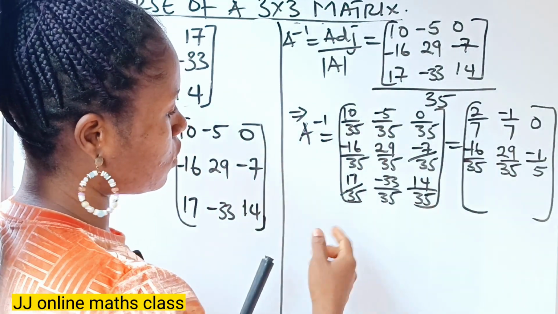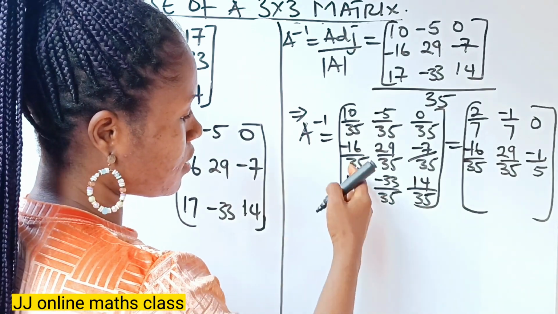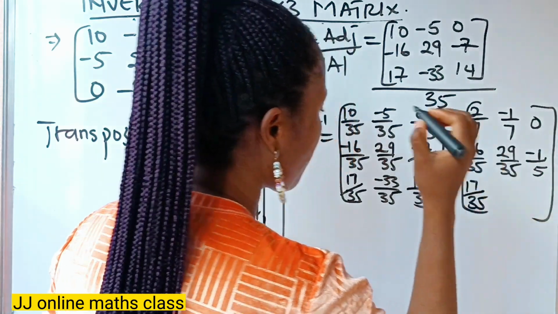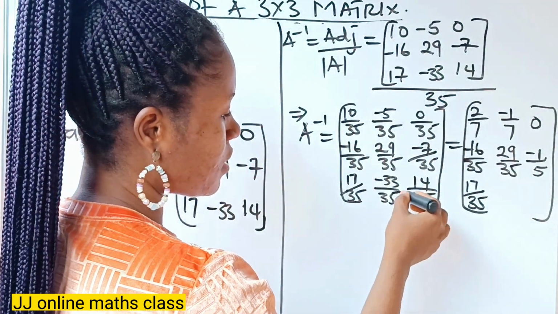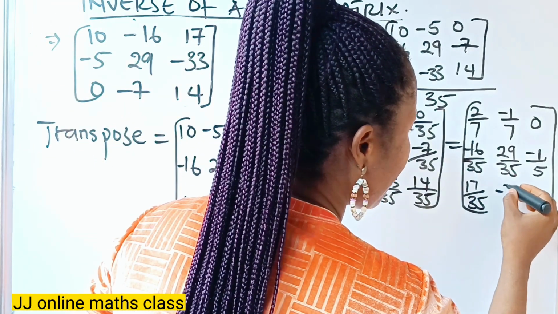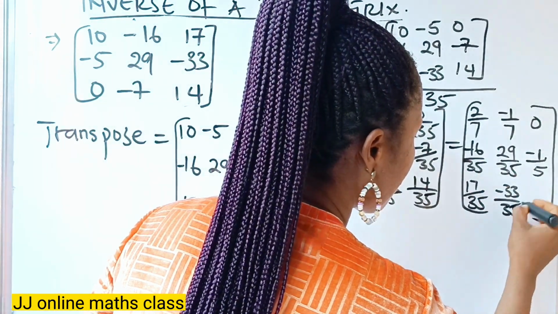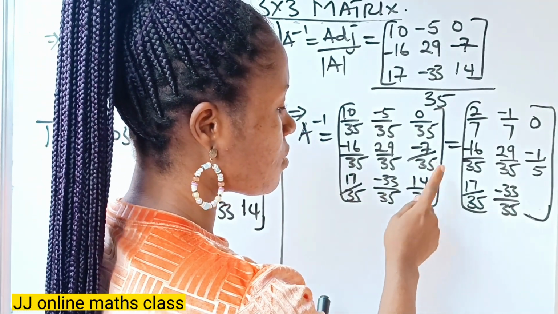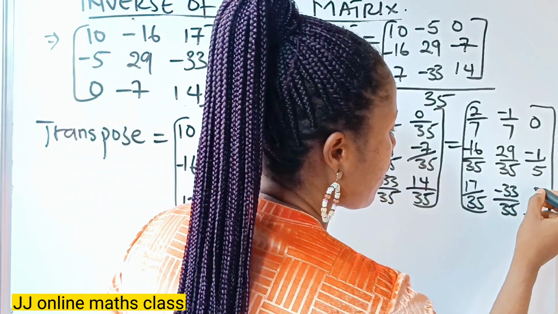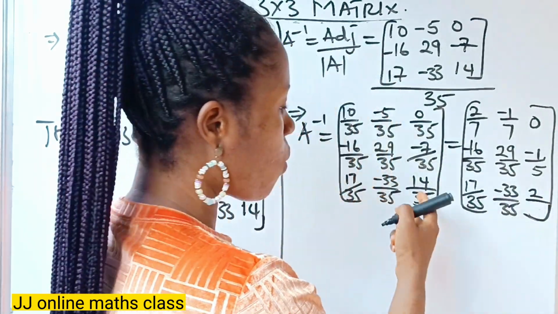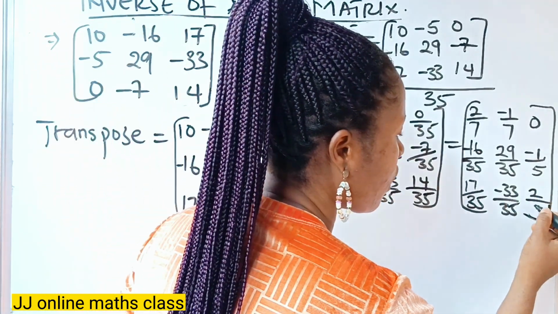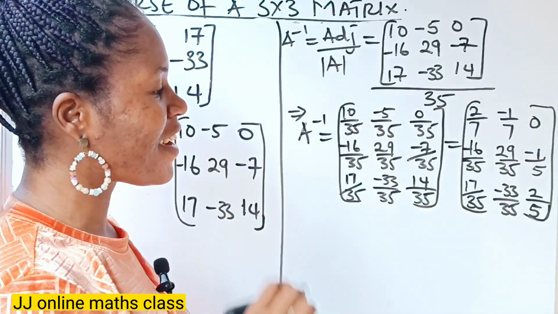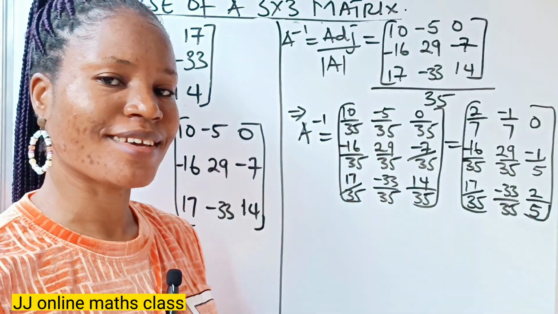Alright, we go over to the third line. This one is still 17 over 35 in its lowest terms. This one is still minus 33 over 35. And then for this last part, when 7 divides 14, you are going to have 2, and when it divides 35, you are going to have 5. And this becomes our A inverse.